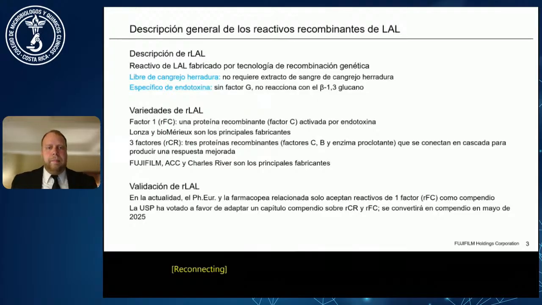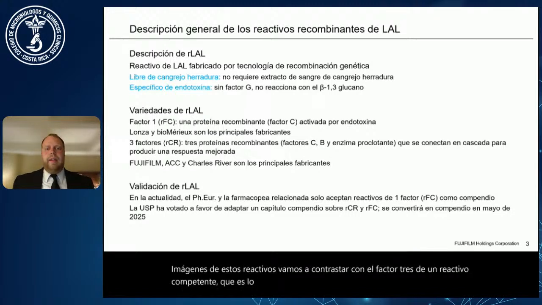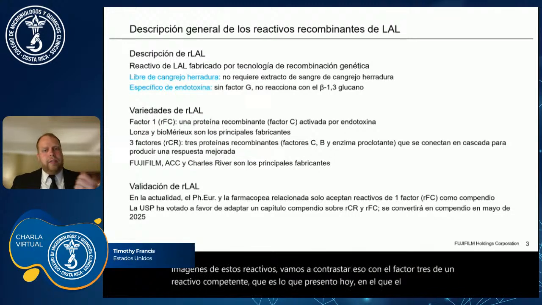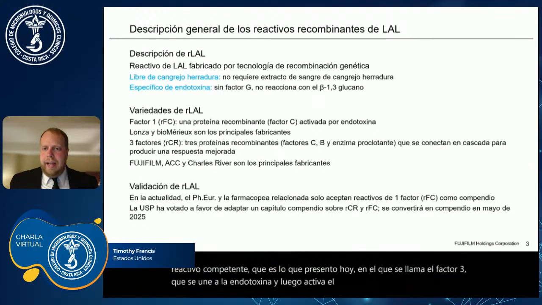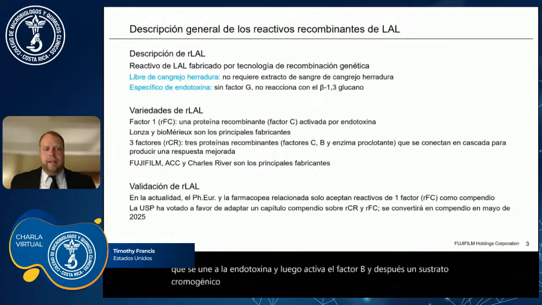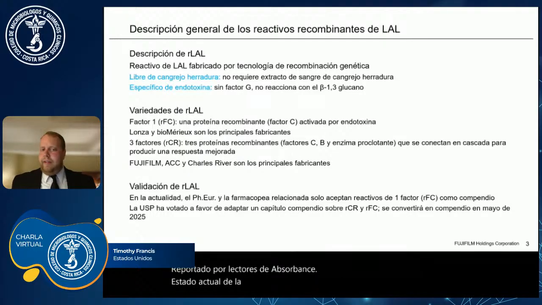You can see the examples of the manufacturers of these reagents. We're going to contrast that with the 3-factor recombinant reagent, which is what I'm presenting today, in which what is called factor C binds to endotoxin, which then activates factor B and then a proclotting enzyme. A chromogenic substrate is added, which is then reported by absorbance readers. The current status of validation for these recombinant bacterial endotoxin reagents is not harmonized.